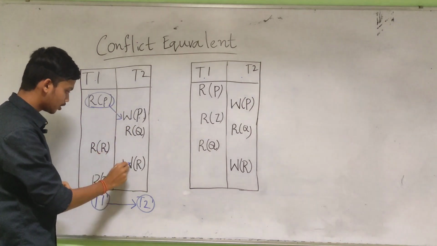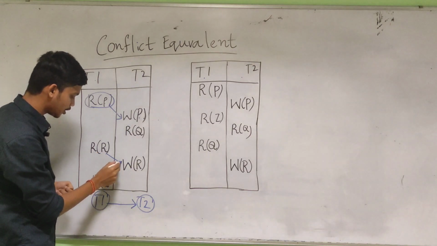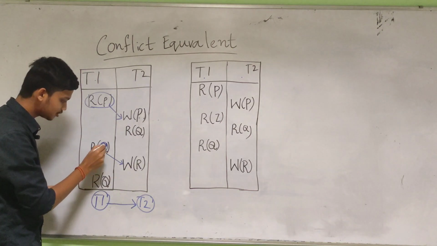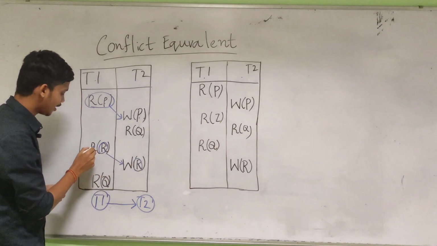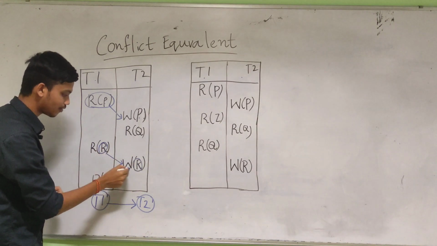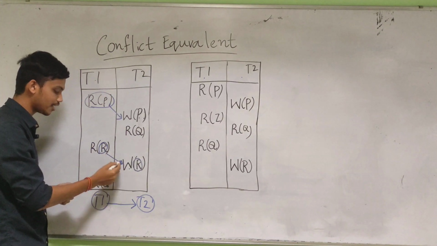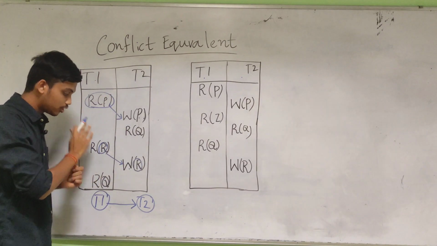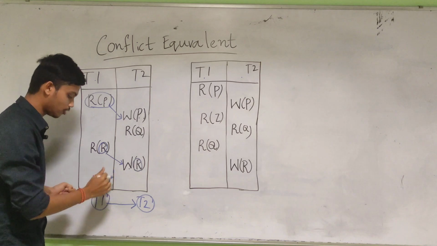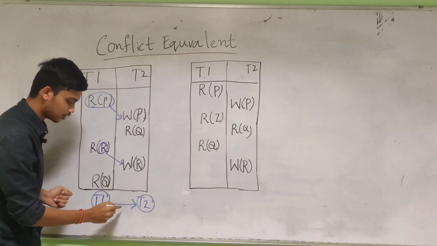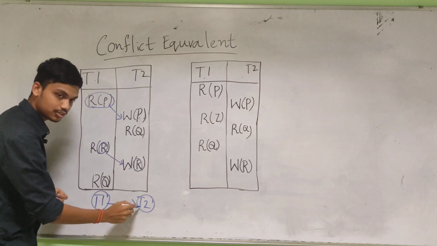You check T1 to T2 again, and you find that T1 to T2 is here because R is there in both of these: read of R is there, write of R is there. Both are different transactions, so there is a conflict here between read and write. We need to check downward only. Remember that we need to check downward only, so another arrow is not required. So this is the precedence graph.